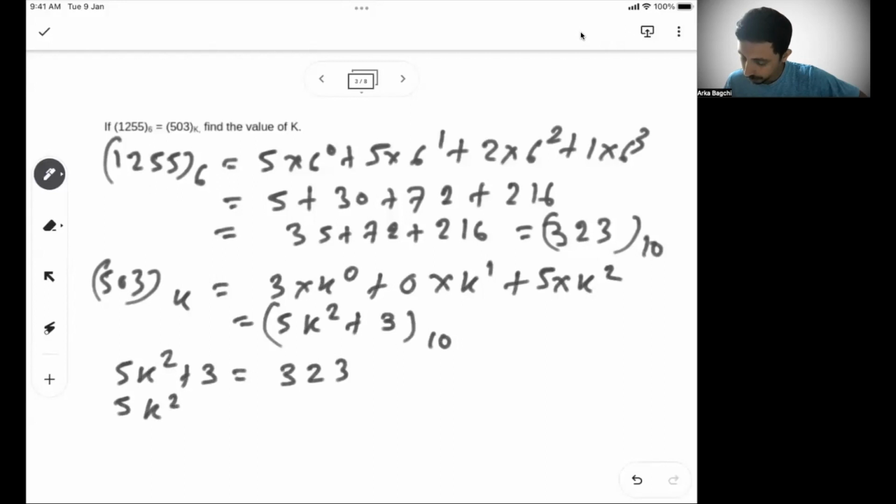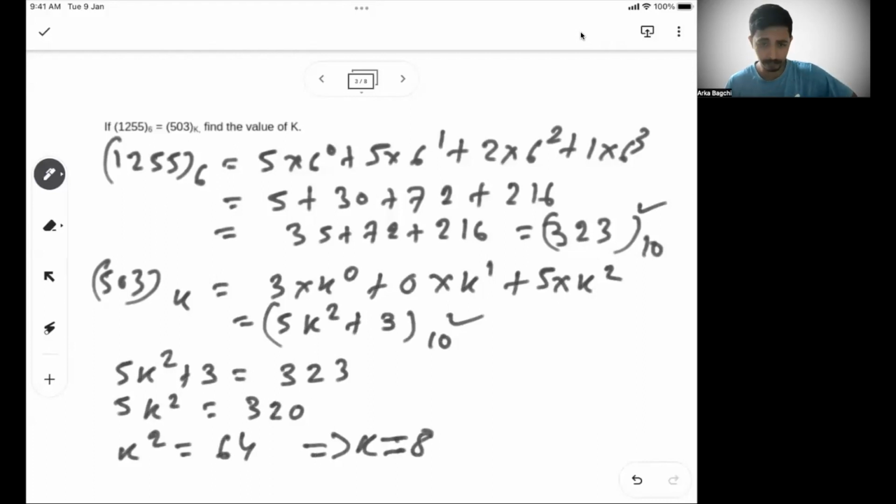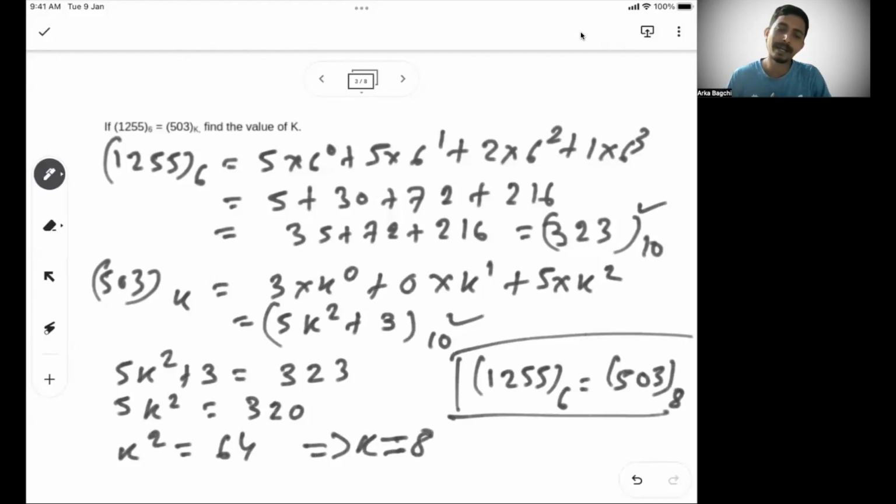So that means both of them are in base system 10. So 5k square must be 320. Means k square will be 64. That represents k as 8. Obviously, k cannot be a negative number because k is a base. So that means 1255 in base system 6 is equivalent to 503 in base system 8. Okay. It's just straightforward. So the idea is whenever you have multiple base systems, try to get everything in decimal and then try to calculate, because that's where we are more used to, and it's easy to convert any base system to decimal.